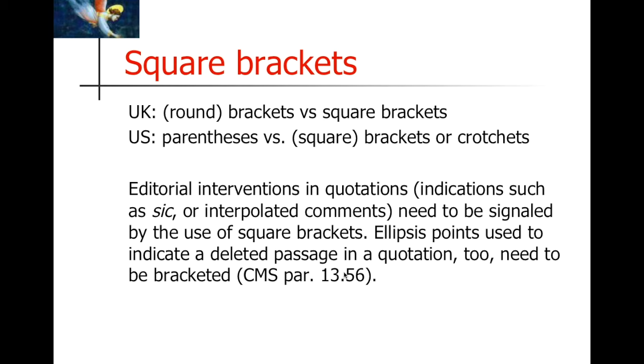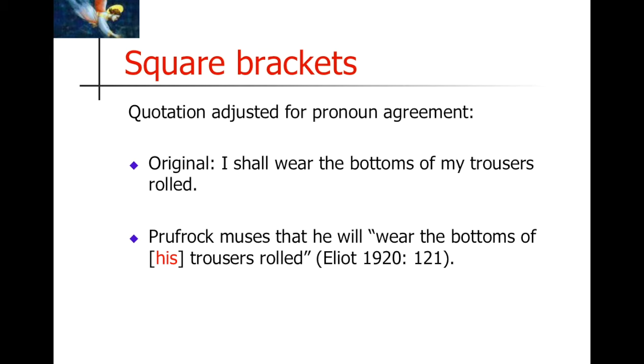Okay, the Chicago Manual says that interventions, such as sic, the one we saw, or interpolated comments, need to be signaled by the use of square brackets. Ellipsis points, these are the three dots when you've taken something out, also need to be bracketed, okay, from the Chicago Manual of Style paragraph, and there's the reference. Let's see the functions. Square brackets can be used to modify a quotation so that it fits in with the syntax of your sentence. So here's the original.